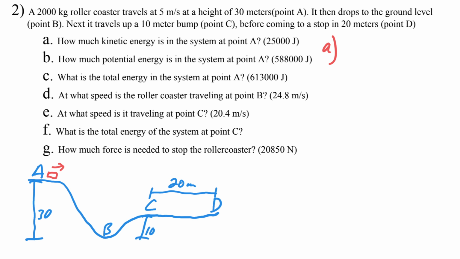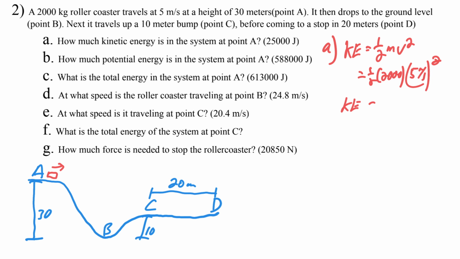So letter A is asking how much kinetic energy is at the top. So to find the kinetic energy at the top, that's just a simple 1/2 mv squared calculation. So the mass was 2,000 and the speed at the top was 5 meters per second. Don't forget to square that out. That's a common mistake that students tend to make. So I'm getting a kinetic energy of 25,000 joules.